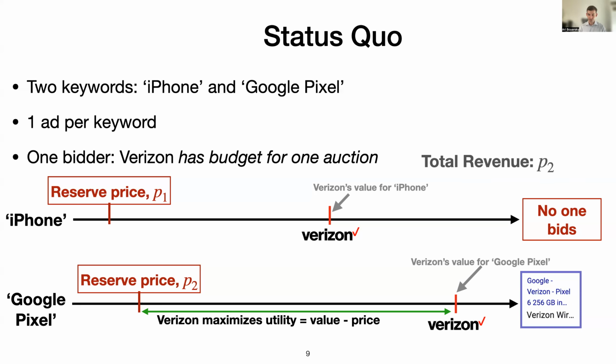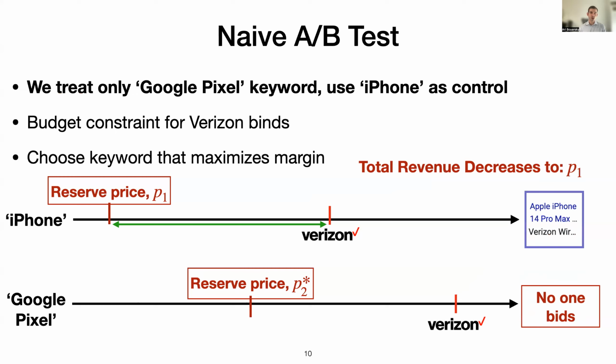Now suppose we run a naive A/B test. In this A/B test, we're just going to treat the Google Pixel keyword, and we're going to use iPhone as our control. Since Verizon's budget constraint binds, they have to bid on the keyword that is maximizing their utility. Since we've increased the reserve price for P2, we've eroded that utility. And so instead, Verizon bids on iPhone, which means we get revenue P1, which is actually a decrease in our revenue. This is quite weird because we've increased prices and yet we're seeing a decrease in revenue.